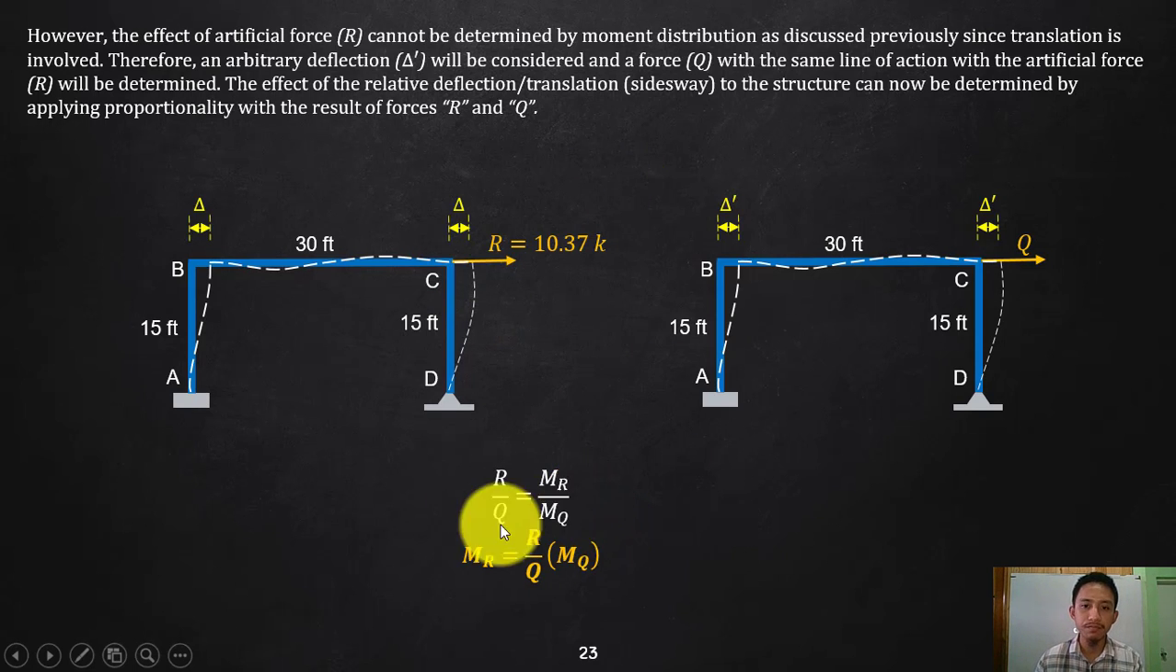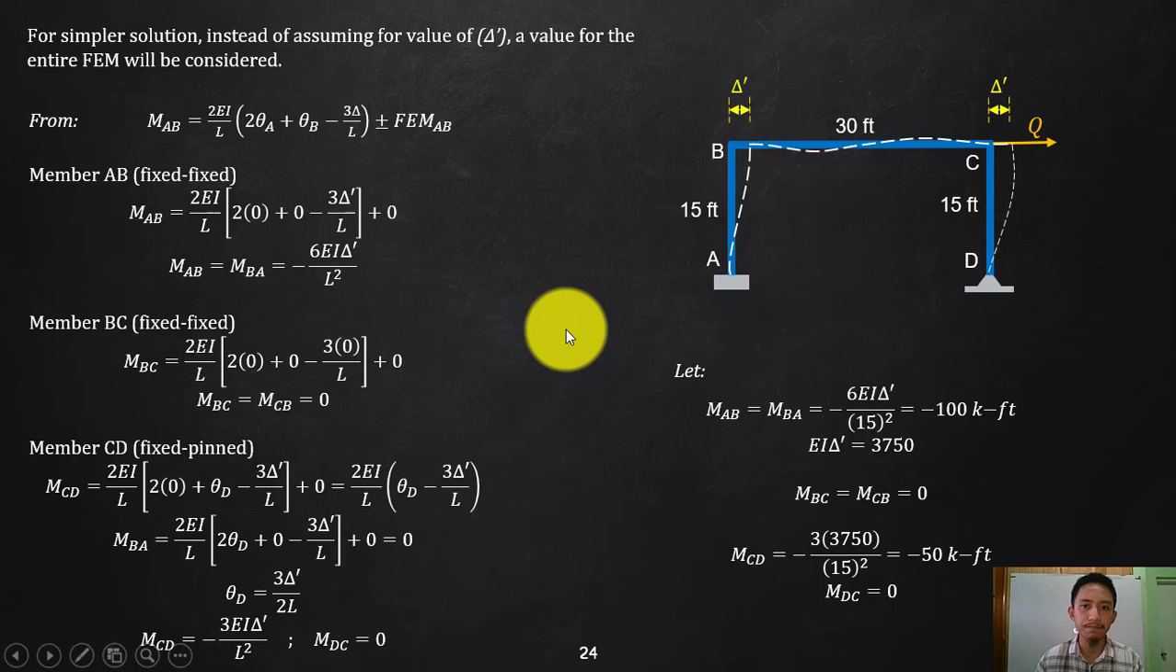So let's proceed now in solving the end moments due to your Q, and of course we will first solve that Q by assuming a value of your delta prime. Just assume. So that is our next step.